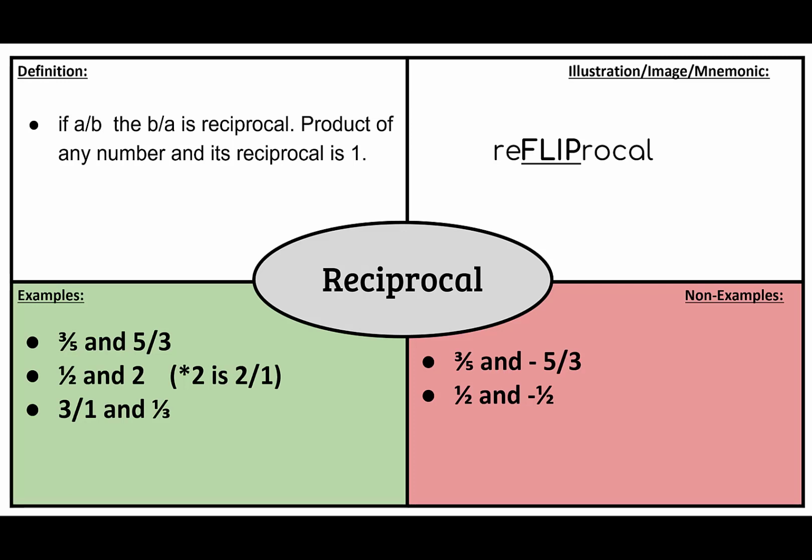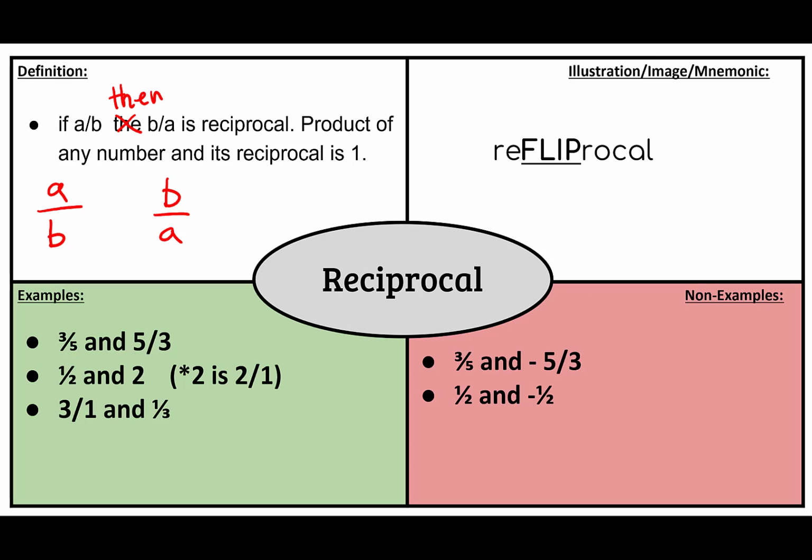It's more or less an example, but it reads, if A is over B as a fraction, so if we have the letter A over B, then B over A is the reciprocal. Little typo here, it should say then B over A is the reciprocal. The product of any number and its reciprocal is 1. So if we multiply any number by its reciprocal, that is 1.